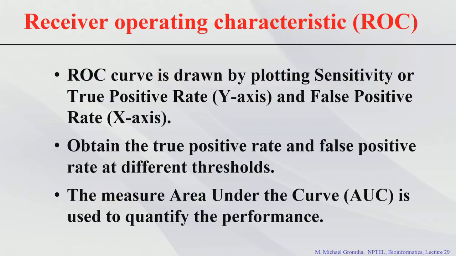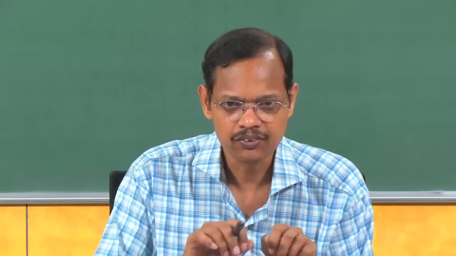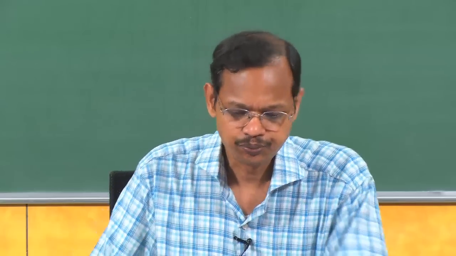Here this is the receiver operating characteristic. This is a curve made by plotting the sensitivity, or the true positive rate, against the false positive rate. You can put the false positive rate on the x axis and the true positive rate on the y axis. You can draw it and then see how far your curve goes. I will show the curve right now, and what the area under the curve is.